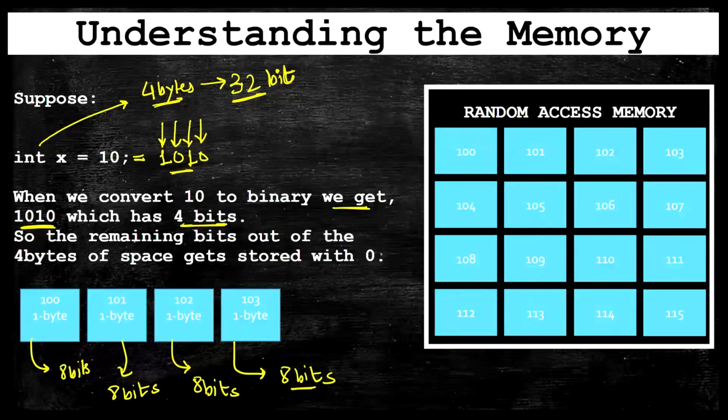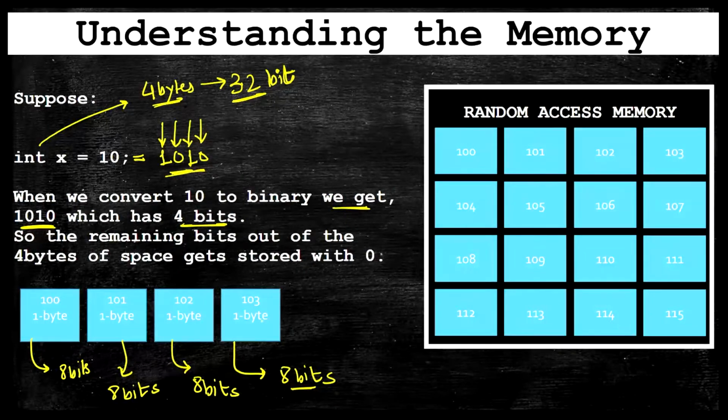Clear? That means every block in our RAM occupies 8 bits. Or in other words, you can say every block in our RAM consists of 1 byte. Now since we have 1010, 4 bits over here, what will the rest of the bits occupy? The rest of the bits will occupy 0.